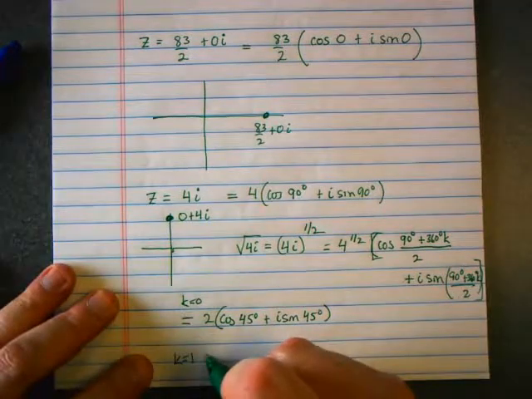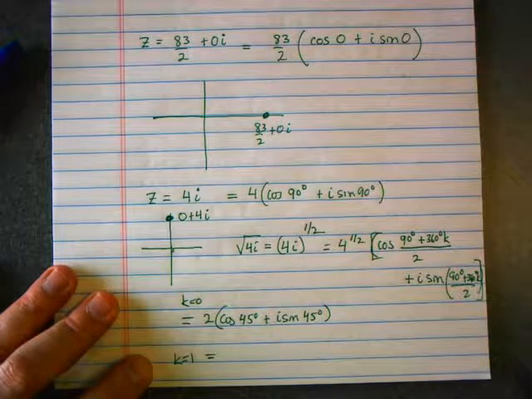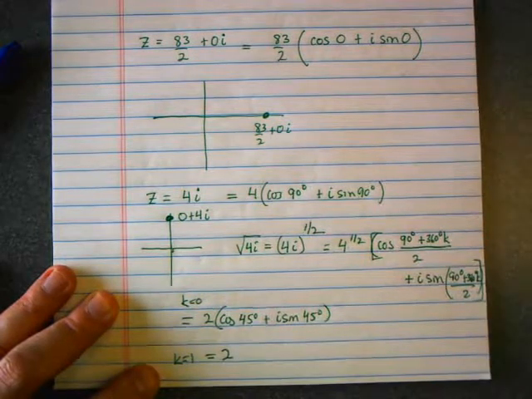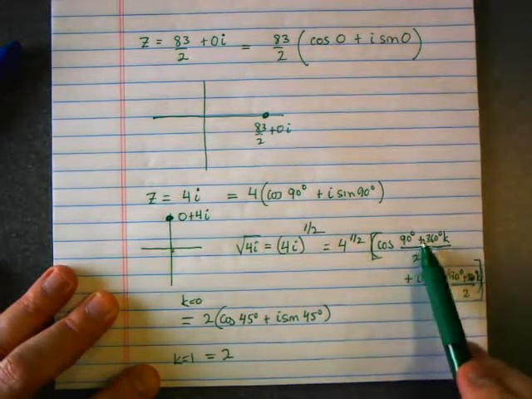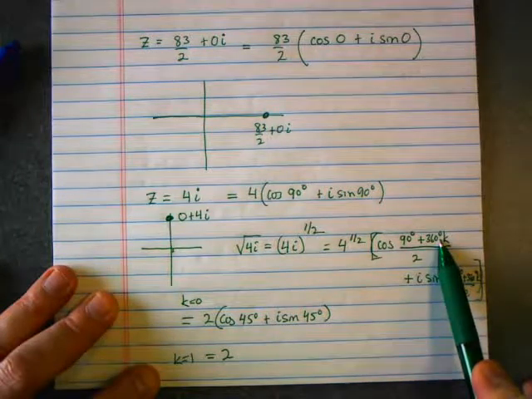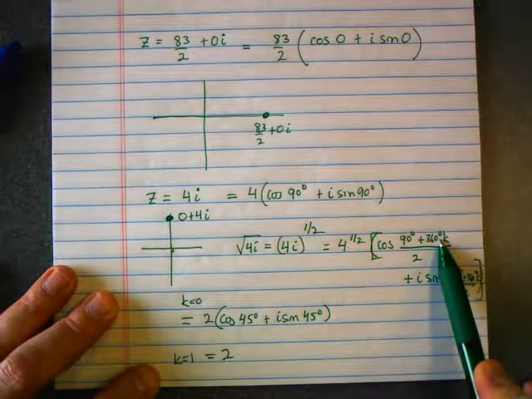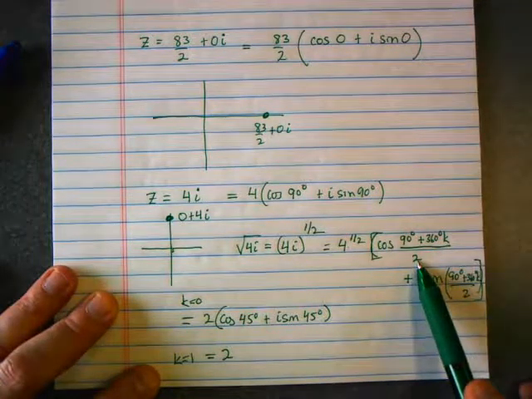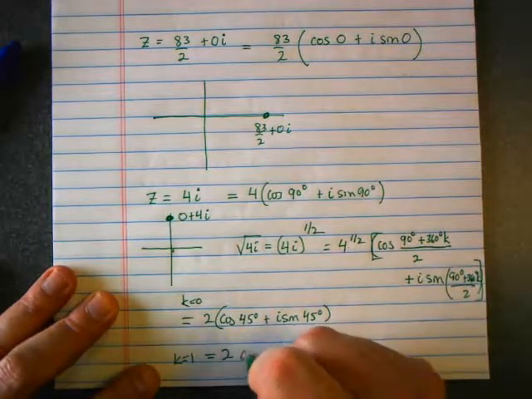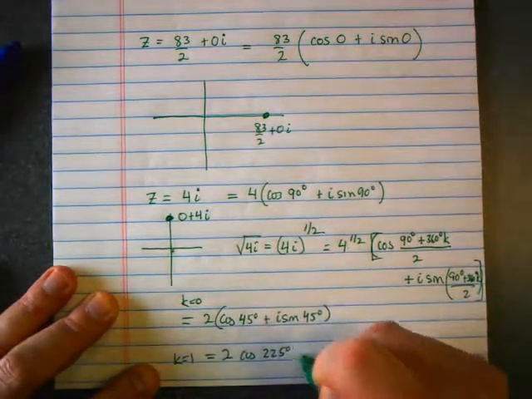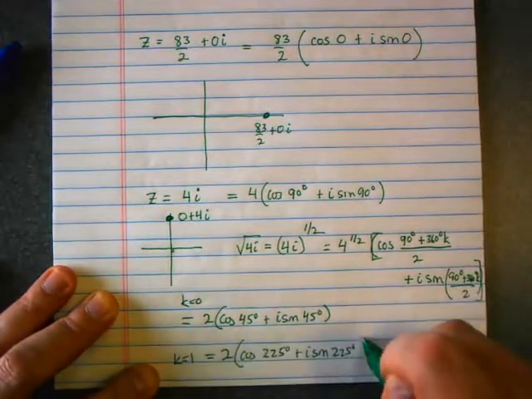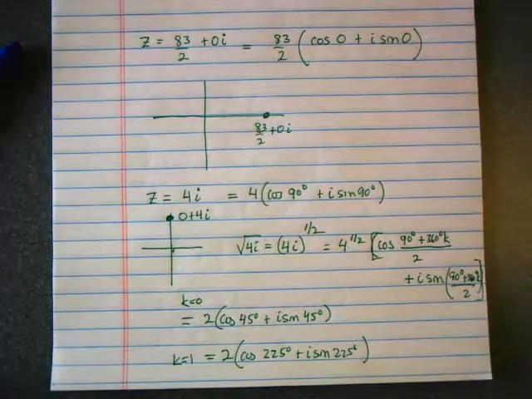And here's the other answer. What's 4 to the 1/2? Still 2, isn't it? Now I'm plugging in 1. What's 90 plus 360? 450. What's 450 divided by 2? 225. So I'm going to have 2 cosine 225 degrees plus i sine 225 degrees. Questions on that?